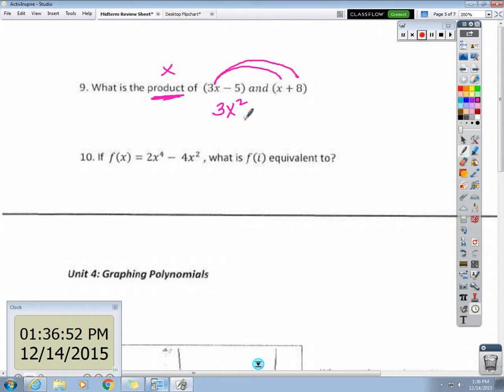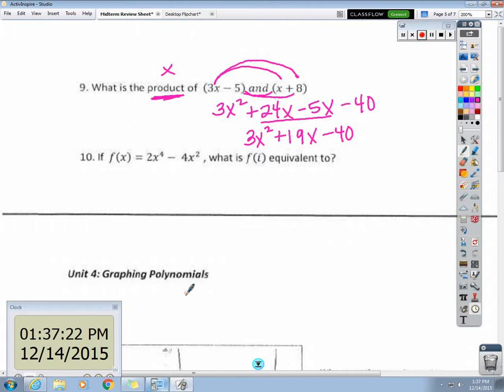3x times 8 is 24x. Negative 5 times x is negative 5x. Negative 5 times 8 is negative 40. And then what do we do? Combine like terms. So which ones are the like terms? And that makes a positive 19x, and then just bring everything else down. 3x squared plus 19x minus 40.